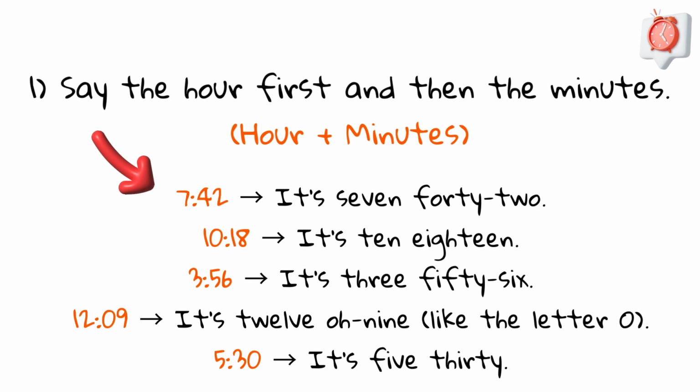Say the hour first and then the minutes. Hour plus minutes. It's 7:42. It's 10:18. It's 3:56. It's 12:09, like the letter O. It's 5:30.